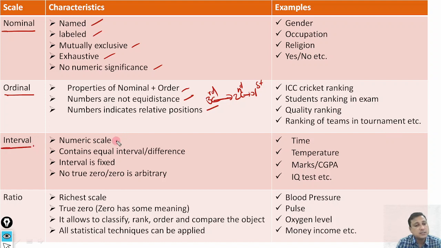Interval scale, it is the first numeric scale. It contains equal intervals or differences. Interval is fixed. No true zero. Zero is arbitrary. Here are the examples: time, temperature. Ratio scale: CGPA and IQ test. Ratio, richest scale, true 0. 0 has some meaning. It allows to classify, rank, order and compare the object. All statistical techniques can be applied, and here are the examples of ratio scale. They are blood pressure, pulse, oxygen level and money income.